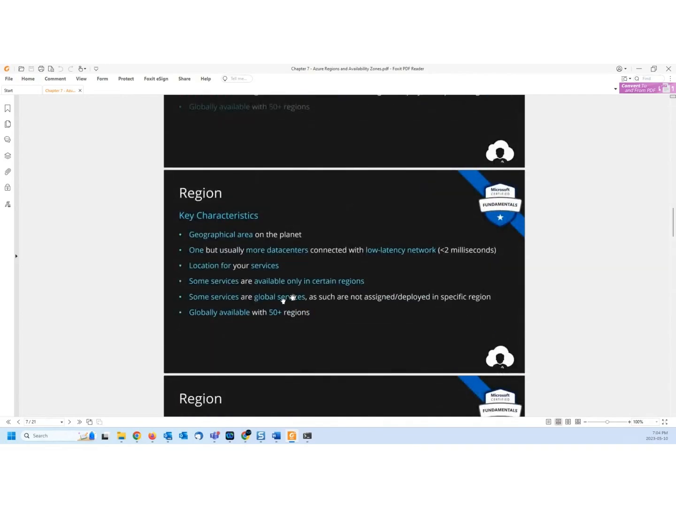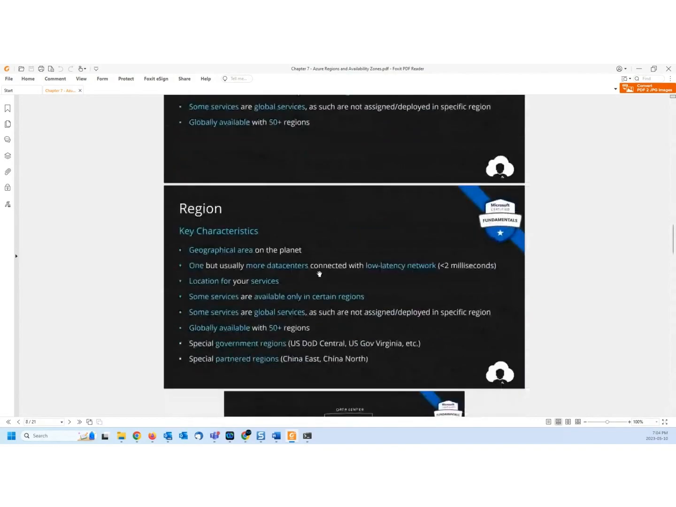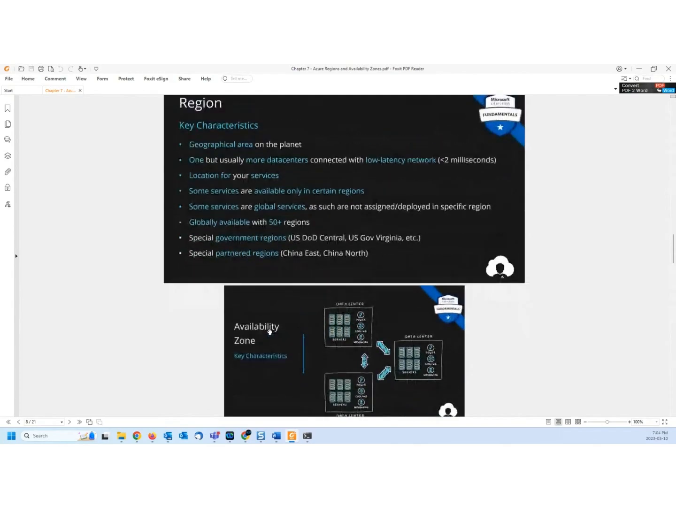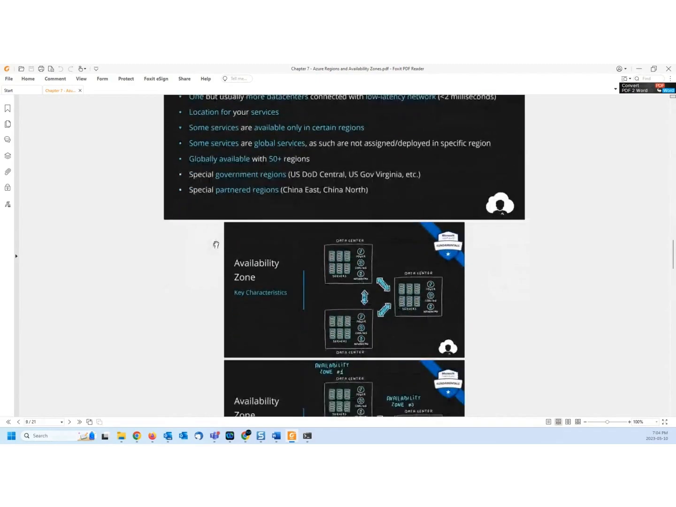So a region is a geographical area on the planet, usually with more data centers connected through a low latency network. This we have covered, so I'm not going to repeat it. But the next part is that some of them are special government regions: US DoD Central, US Government Virginia. I think China has their own as well. So these are special partnered regions, but for us, we should be okay if we are not working in some special agency.